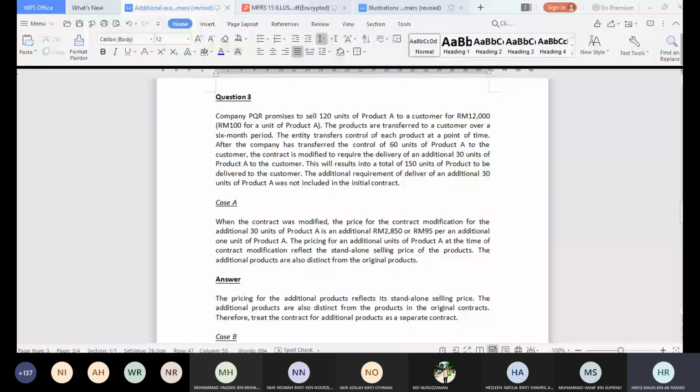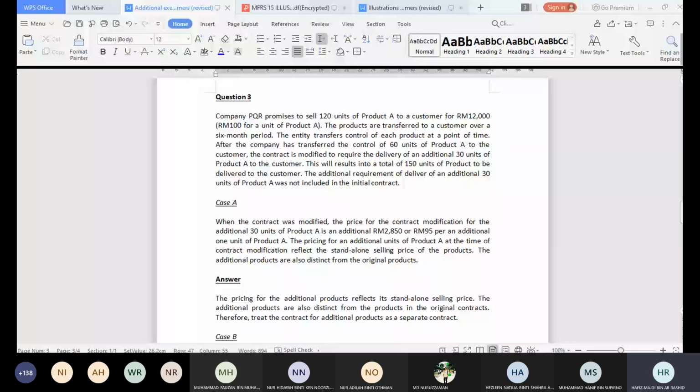So the issue here is how you would treat the additional requirement of delivery of an additional 30 units of product A, which was not included in the initial contract. You know that the product is distinct. There is a request for additional product and the product is distinct, because each delivery comes with a transfer of control to the customer. Now, how about the price?